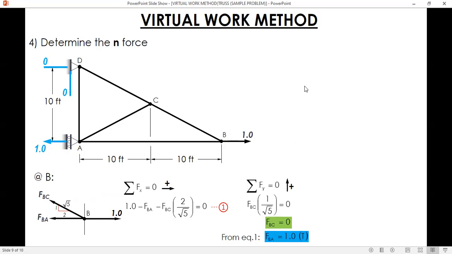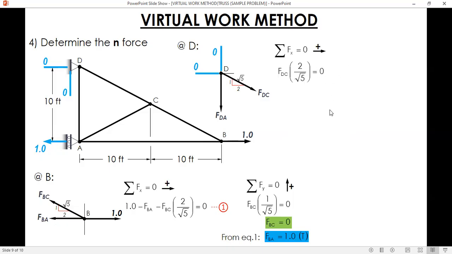Positive. Next is joint D. The horizontal and vertical components of the reaction are 0. Two unknown forces. Now, if we sum forces horizontally, no other force will balance the horizontal component of FDC, it's the only one. Therefore, FDC is 0. Next, summation of force vertically, with FDC being 0. Although it is negative downward, since it is 0, therefore FDA is 0 also.